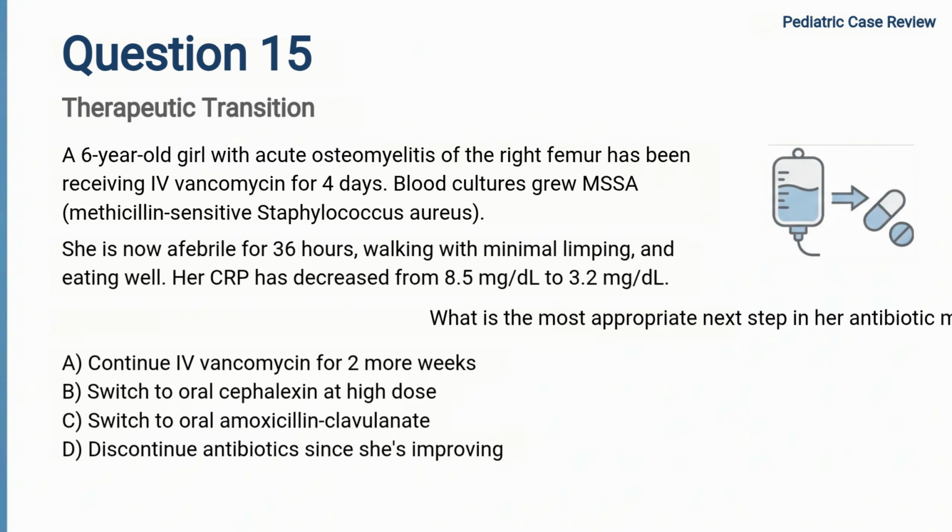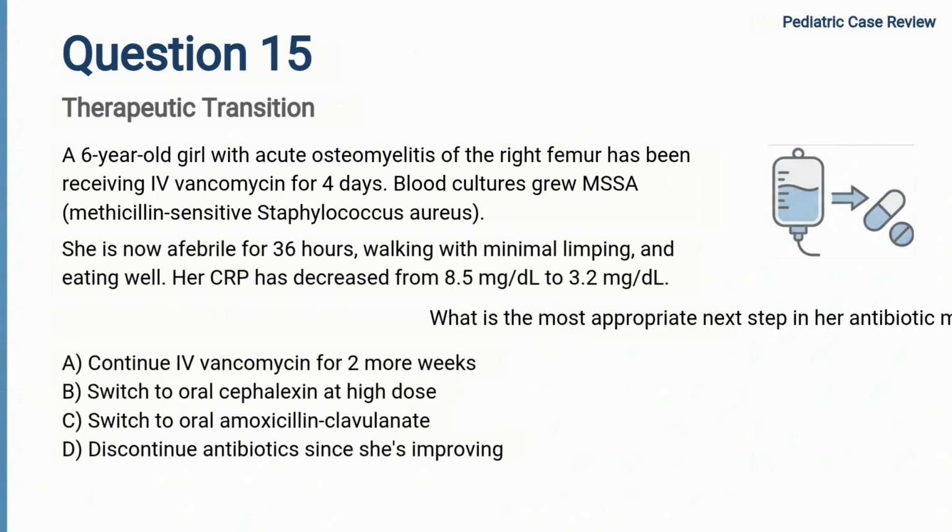Case 15. A 6-year-old girl with acute osteomyelitis of the right femur has been receiving intravenous vancomycin for 4 days. Blood cultures grew methicillin-sensitive Staphylococcus aureus. She is now afebrile for 36 hours, walking with minimal limping and eating well. Her C-reactive protein has decreased from 8.5 milligrams per deciliter to 3.2 milligrams per deciliter. What is the most appropriate next step in her antibiotic management?